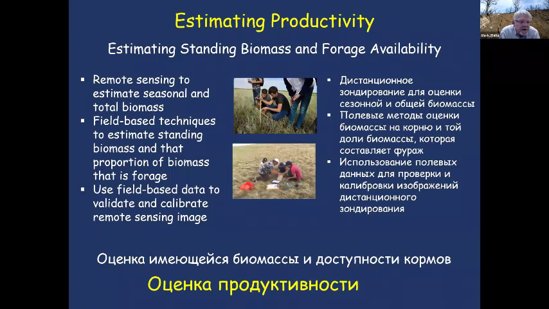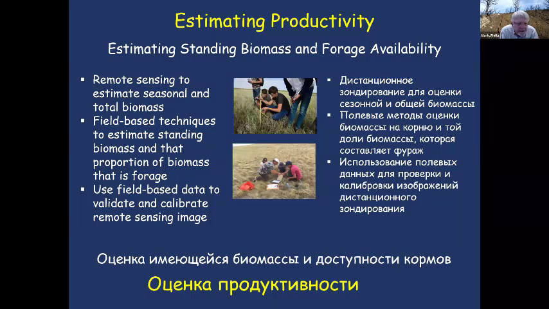Estimating standing biomass. With remote sensing, we can get seasonal and total estimates of biomass. Our field-based techniques get us just that one day that we're there, and we can then try to correlate that to a satellite overpass. When we have validated that our remote sensing imagery is calibrated correctly, we can expand that across the grazing season to get what we call annual net primary productivity of above ground standing biomass. It's that annual total biomass that we utilize as a starting point for calculating stocking rates.